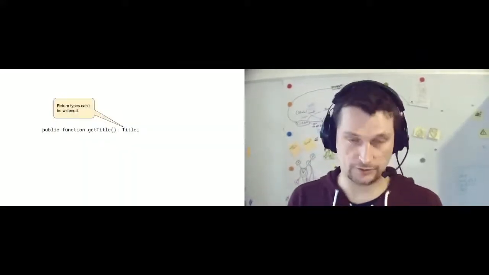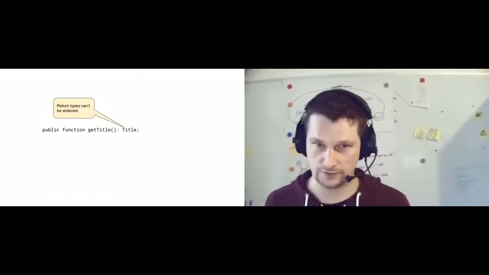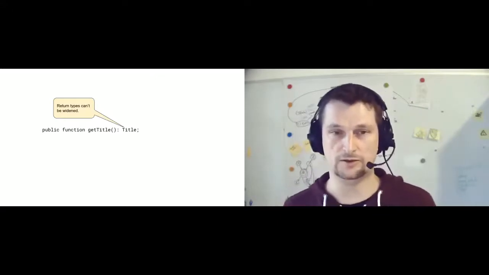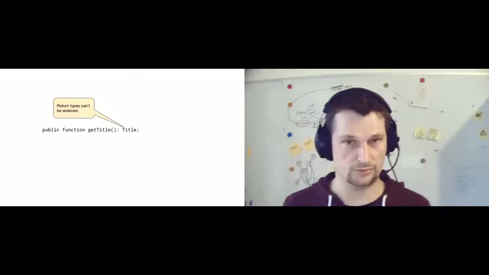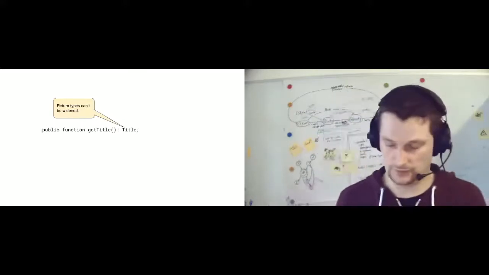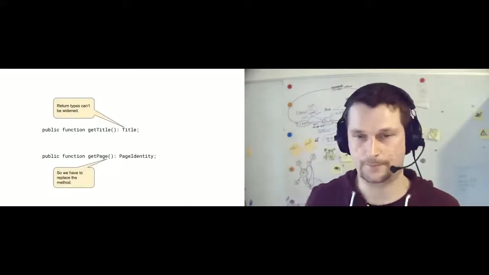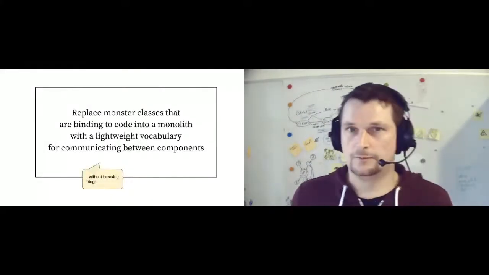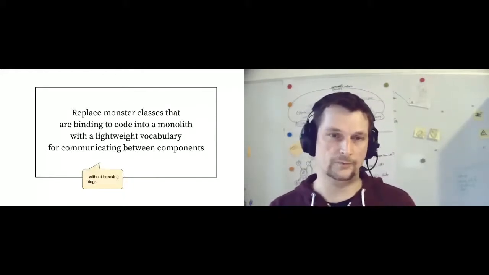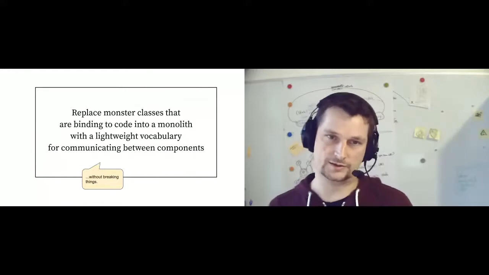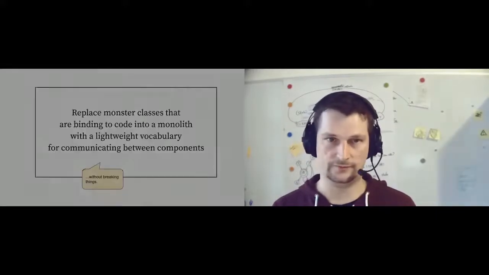Similarly, of course, return types, right? A return type can be narrowed safely, but it cannot be widened safely. So we can't change a method that used to return the title object to now return a page identity. So instead, we have to deprecate the old method and introduce a new one. Yeah, so again, we are trying to replace the monster classes with new lightweight vocabulary without breaking things.